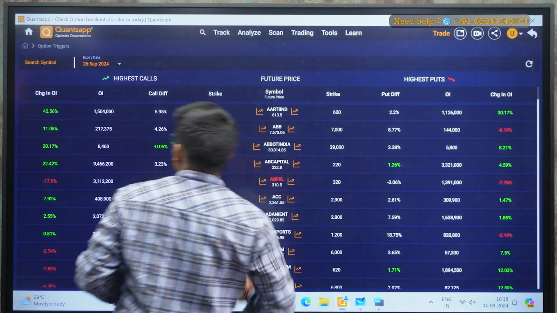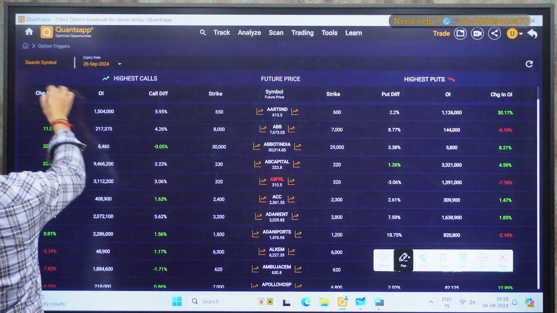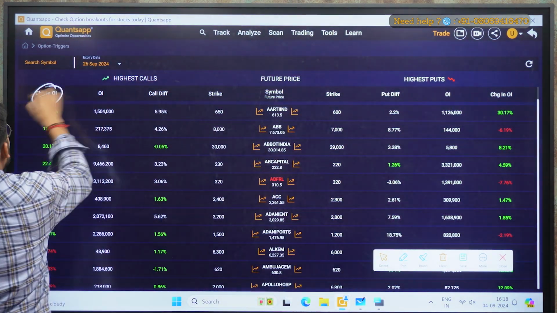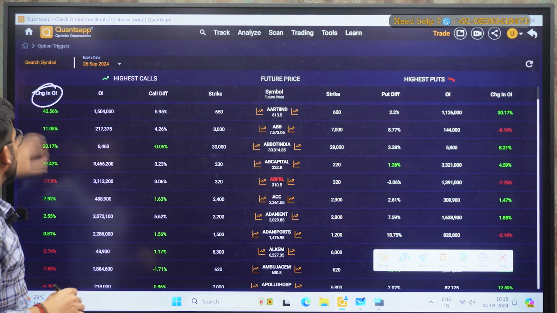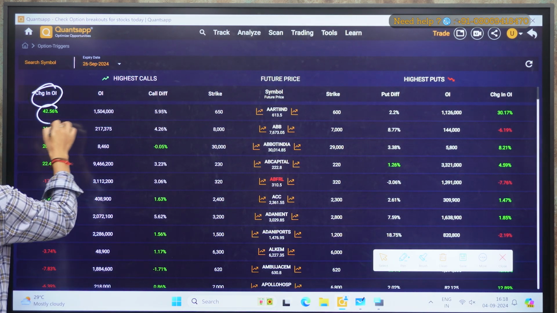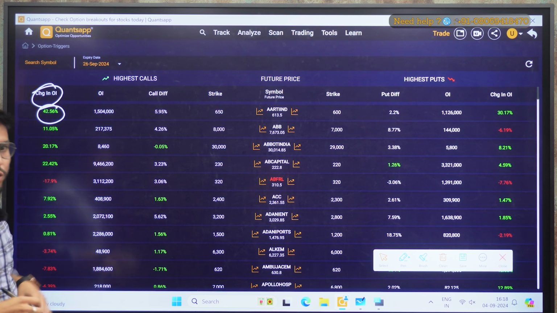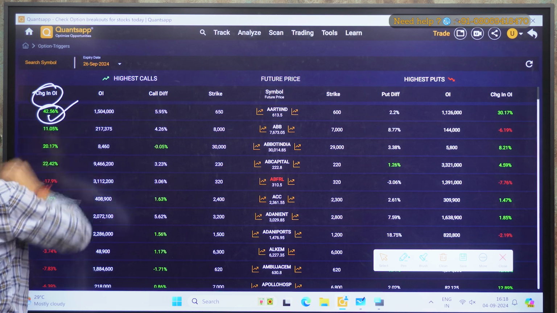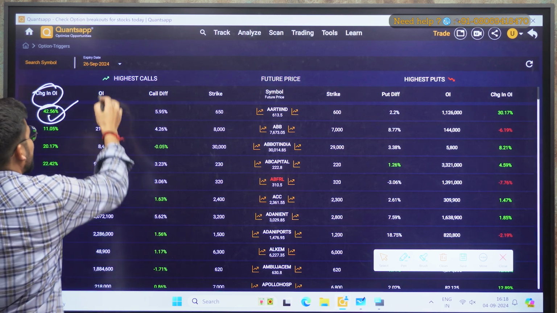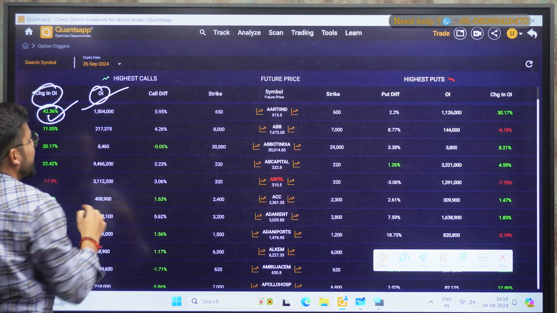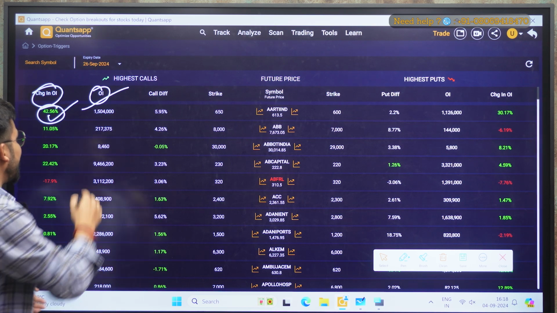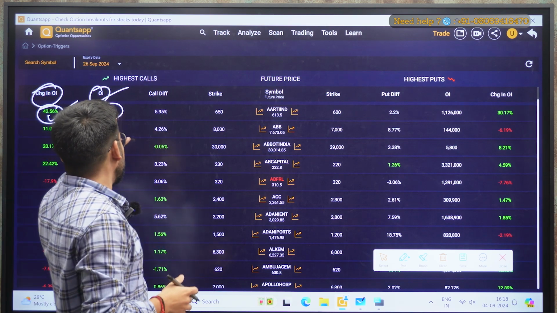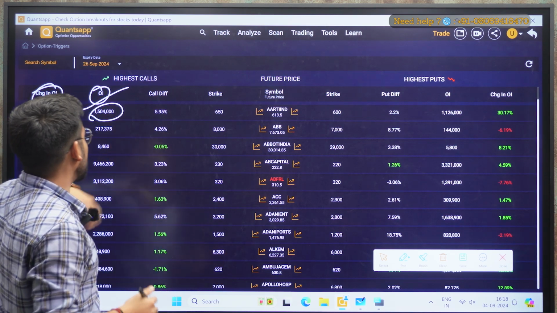As you can see here, there is a change in OI. Basically, what change in OI shows is how much seller has been added or how much seller has been decreased from their positions. Now OI shows the position, how many contracts of sellers have been added. So right now, how many contracts are there in this position, that is what OI shows you.